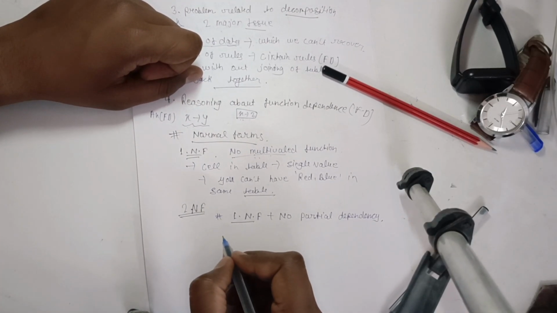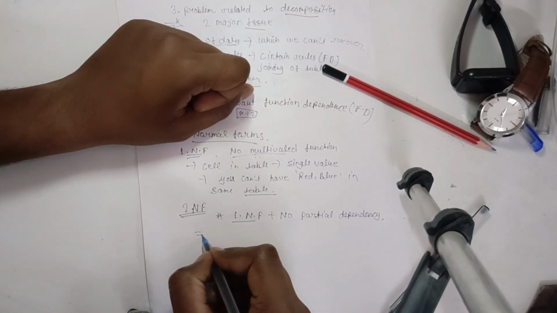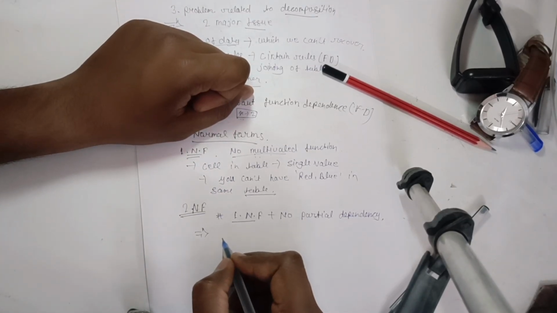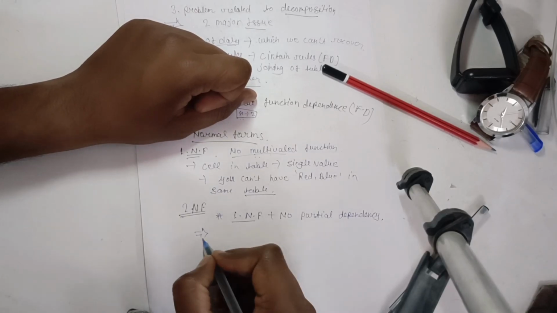So no partial dependency. If I want to say it in simple words, if your primary key is made of two parts A and B, every other column must depend on both A and B, not just one of them. Simple.